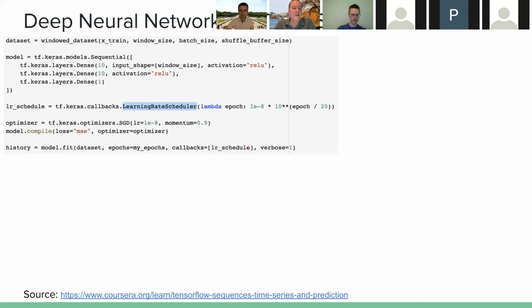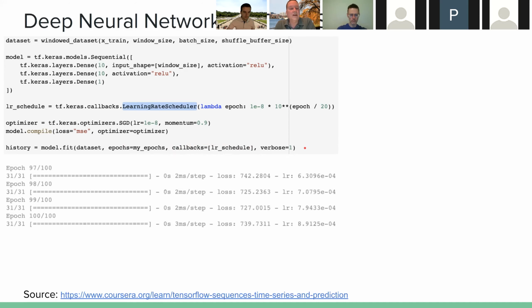But the key is this learning rate scheduler is in a callback, which, if you recall from earlier classes, is called after the end of each epoch, and it can adjust the learning rate that the optimizer is using. It's being printed out to the right there. The learning rate is just getting adjusted. You can see it's getting larger.